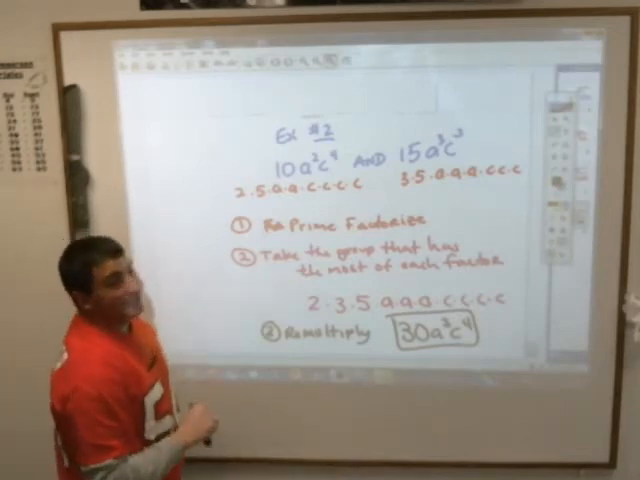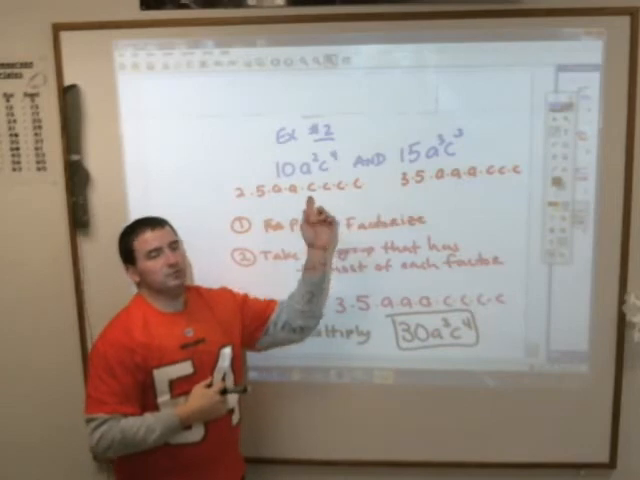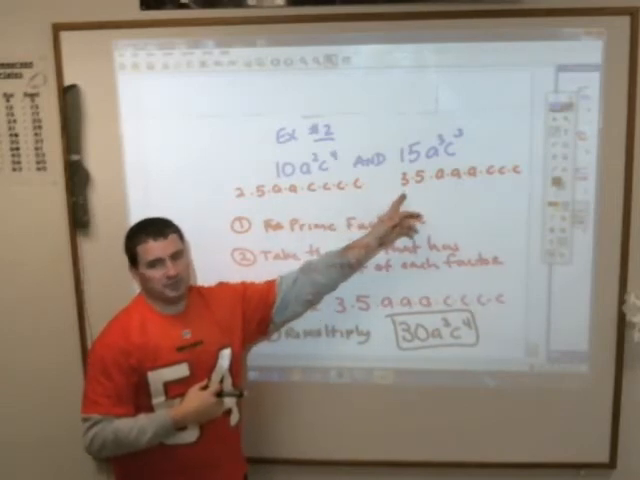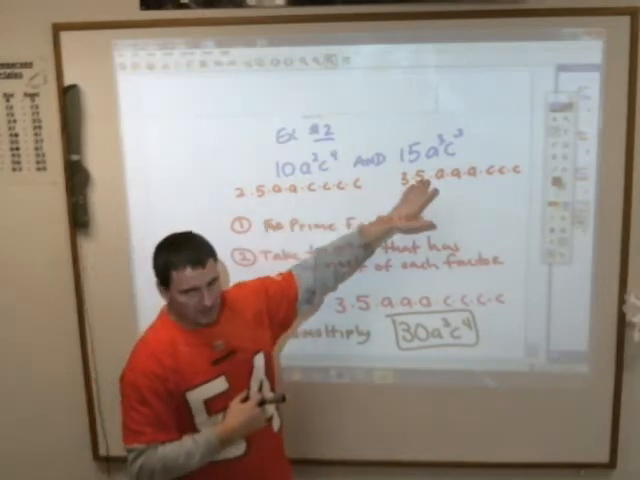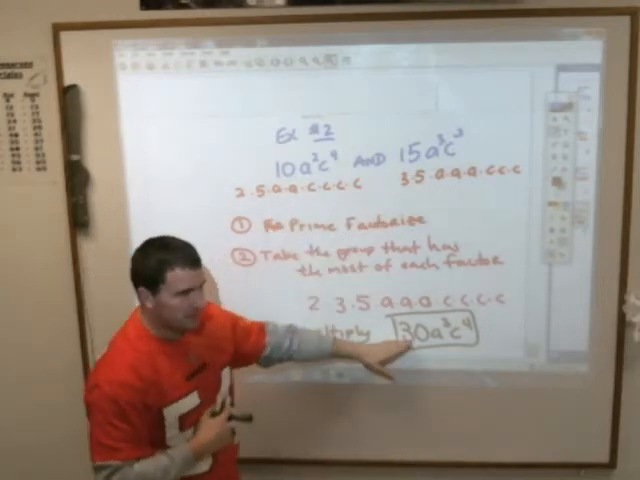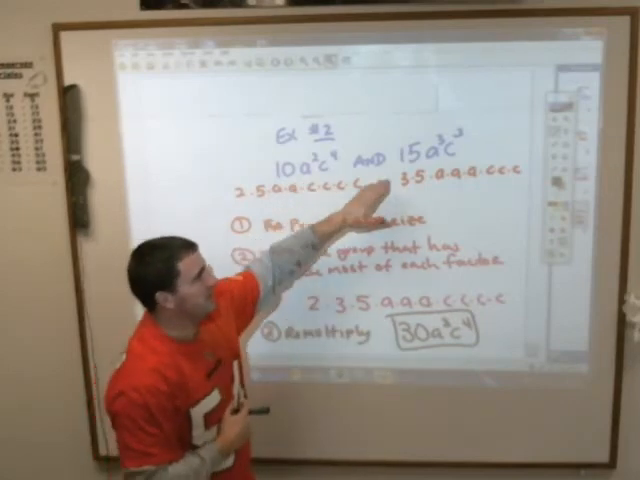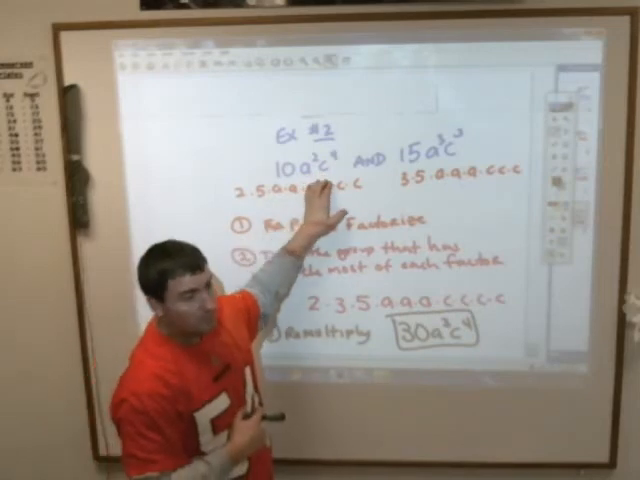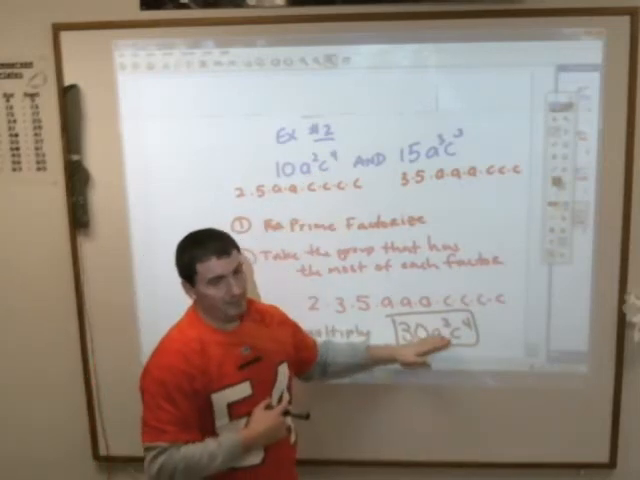Now, do I think that you have to do this? Some of you, yes. Some of you, no. You should really be able to look at this and go, oh, if I have 10 and 15 as the bottom of my fraction, the least common multiple would be 30. Which group has the most A's? Well, that one is an A cubed, so that's the most. Which one has the most C's? That's C to the 4th. It has the most, so shabam.